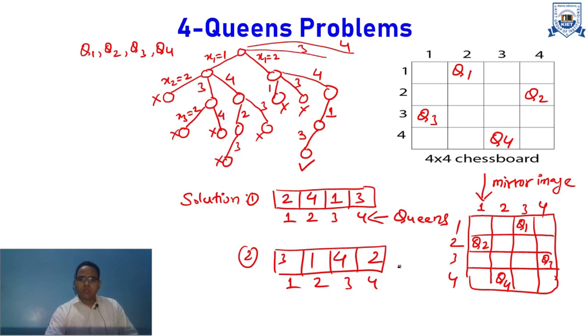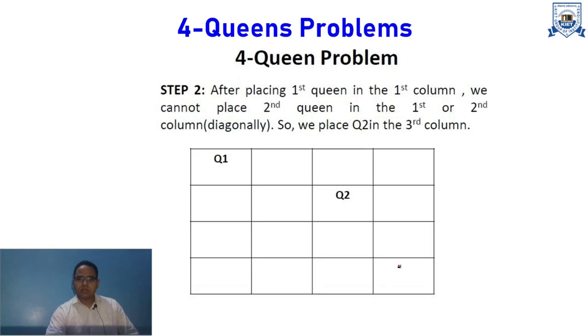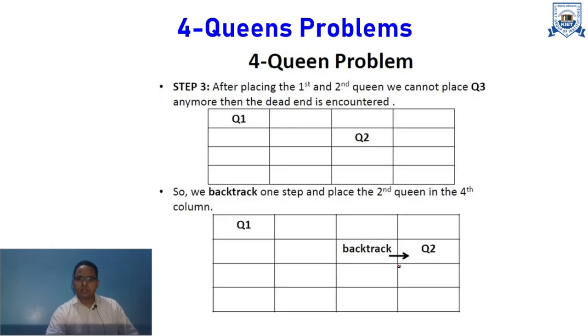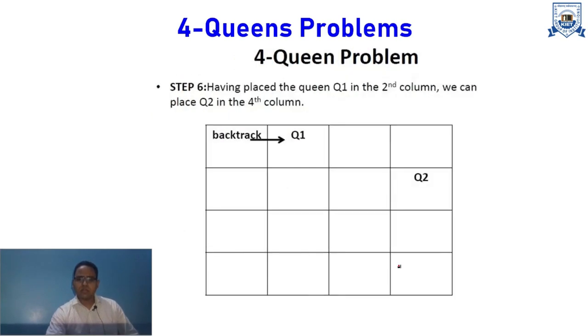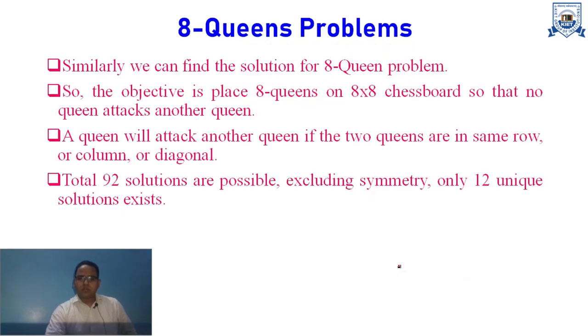Now, the same state space I have shown with the help of tables, where we have drawn each chessboard configuration again and again to find the correct solution. In the next slide you can see there are 7 to 8 steps. All these steps I have discussed in the state space only. You can also easily guess the answer. Finally, one solution we got was 2, 4, 1, 3. Now, since we have solved this 4-queens problem, solving the 8-queens problem is not that difficult.